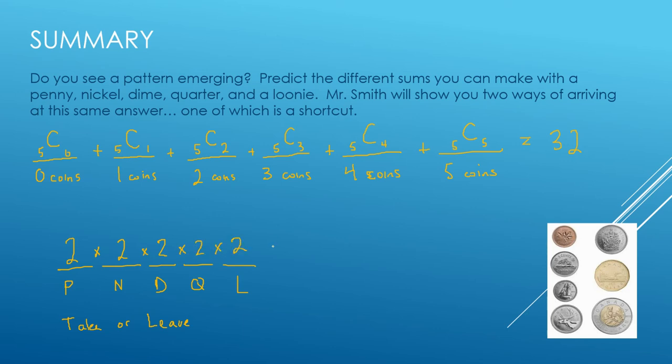And you can try for yourself. 2 times 2 times 2 times 2 times 2. That is just 2 to the power of 5. And you get 32 different sums, the same answer you got using combinations. That's a real interesting fact. And actually, it works all the time. When you're making a subset from a larger group of objects, it'll always be a power of 2.